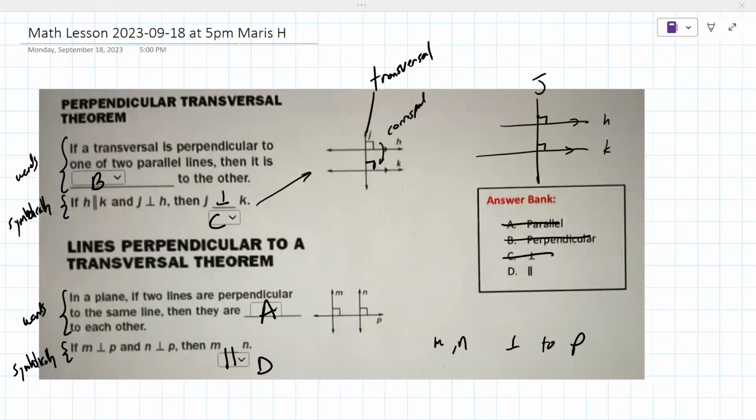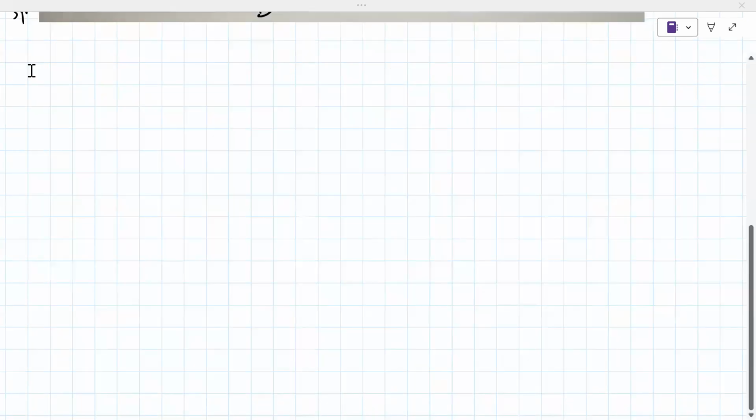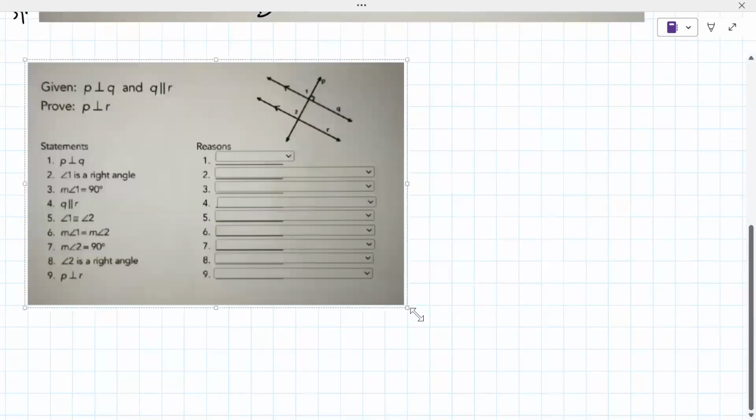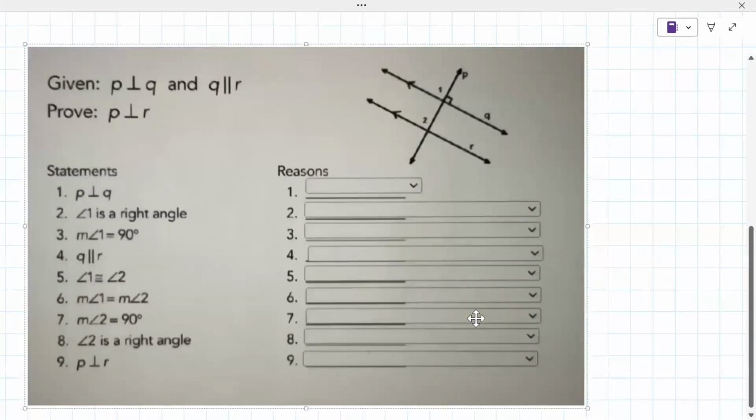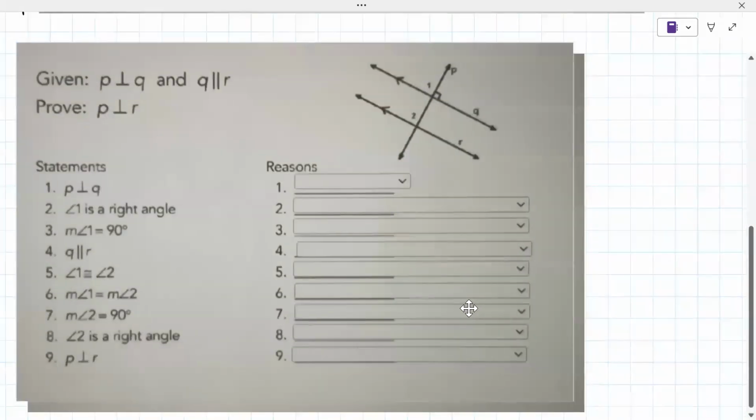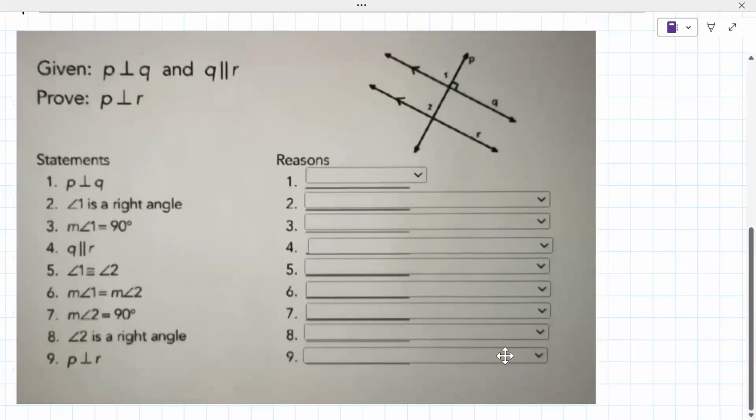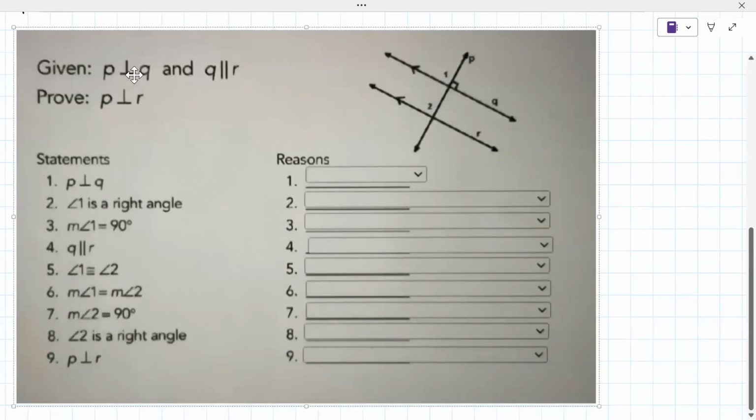All right, so the next problem here is a proof, some sort of a proof. You may have to help here a little bit with figuring out what's in the drop downs. We're given that P is perpendicular to Q, okay? And that Q is parallel to R. Basically, what's in the picture is what we're given. We're trying to prove that P is then perpendicular to R, right?